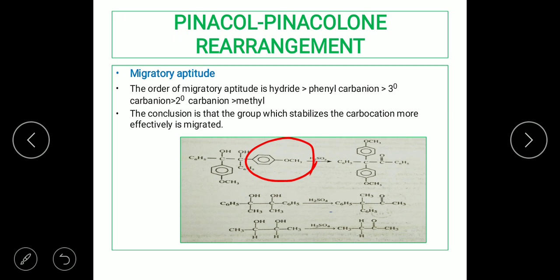Because when you look at this intermediate, there's a phenyl group which provides a plus inductive effect, and also there is a methoxy group which also provides a plus inductive effect. So that's the reason why this is more preferable. It is more preferable for the phenyl methoxy group to migrate rather than the phenyl group. That's the reason why you can see here that the phenyl methoxy group migrates, whereas the phenyl group stays back in this structure. I'll just tell you how this mechanism happens.